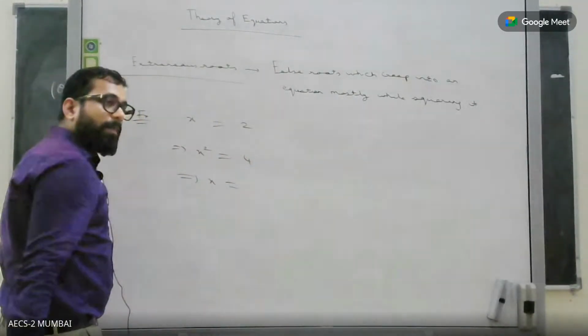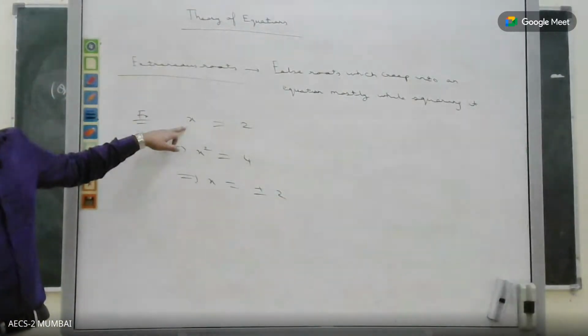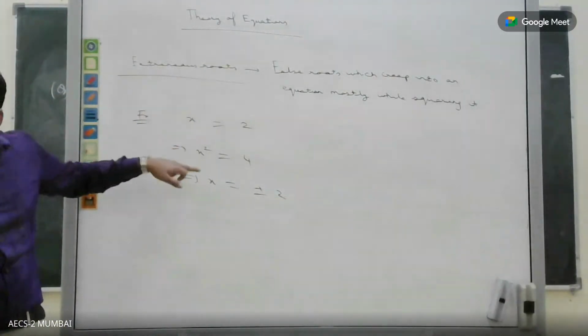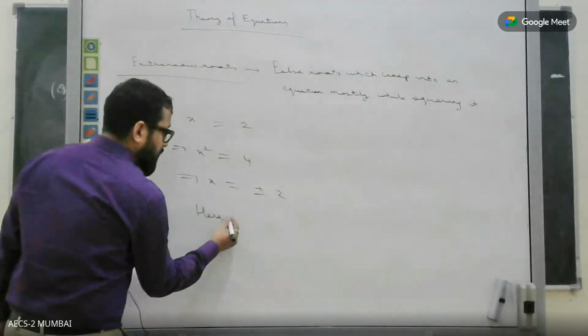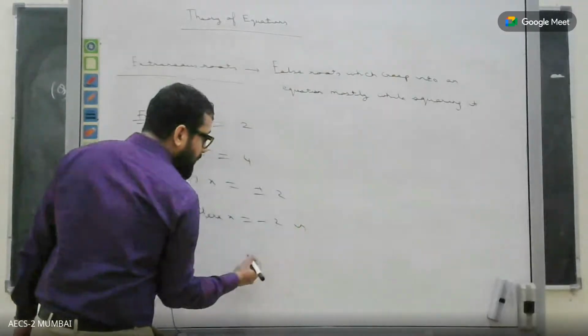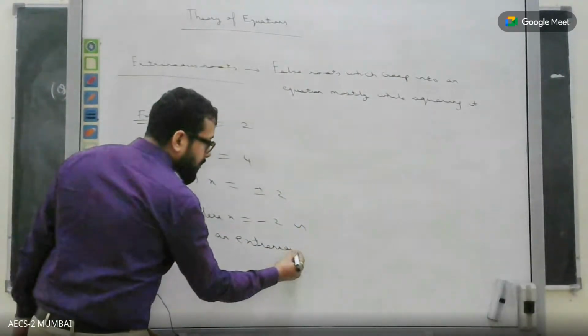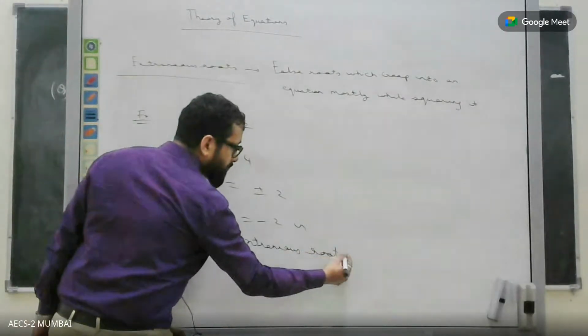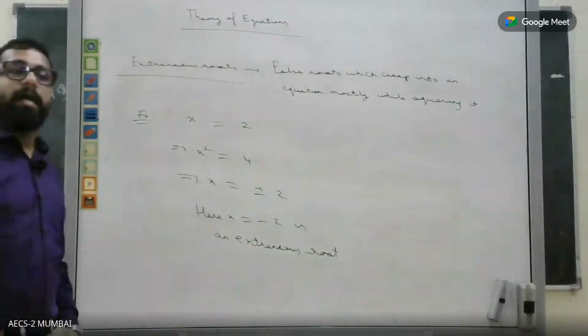What value of x is coming from here? Plus minus, right? Originally only x equal to 2 was there. With squaring we are getting 2 roots, right? Here x equals minus 2 is an extraneous root. Okay? You can write it down.